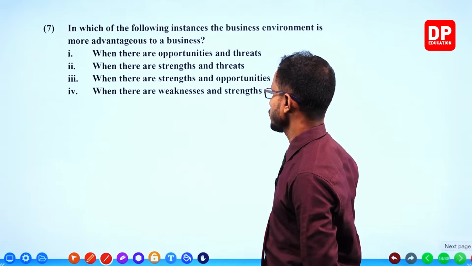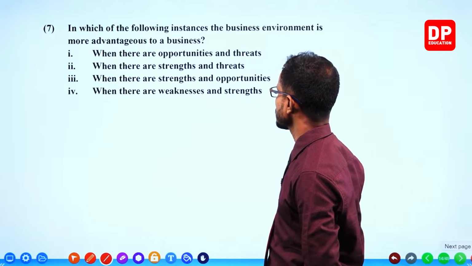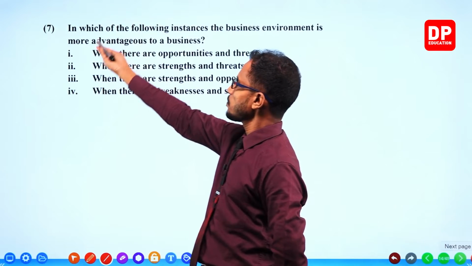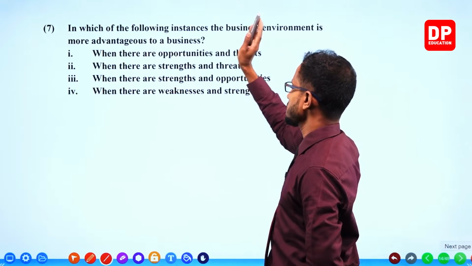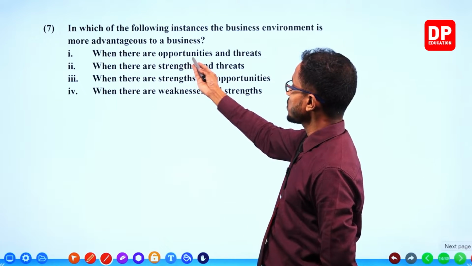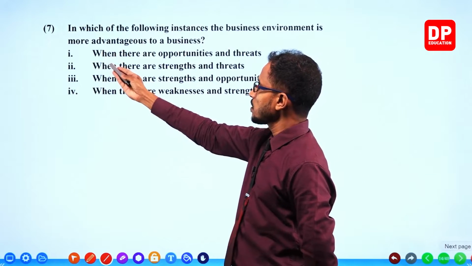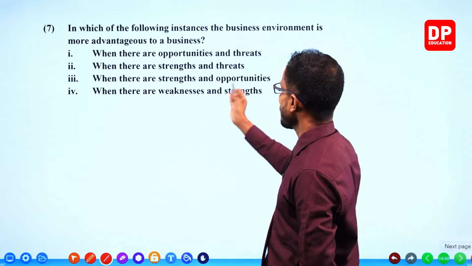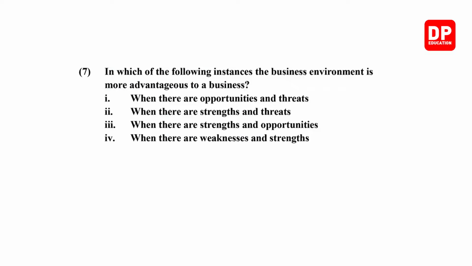In which of the following instances is the business environment more advantageous to a business? When there are opportunities and threats, when there are strengths and threats, when there are strengths and opportunities, and when there are weaknesses and strengths.